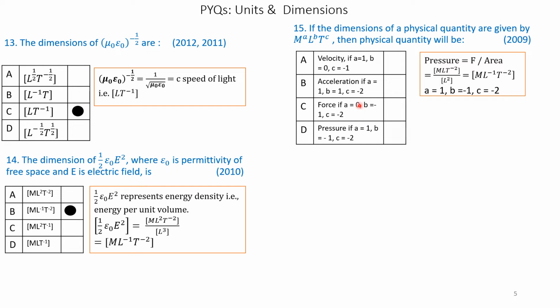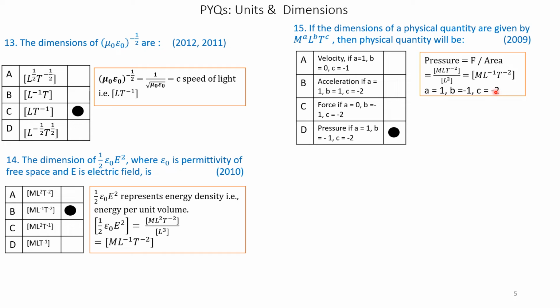So the four options have four different physical quantities. We have to find whether it is a velocity, acceleration, force or pressure, depending upon the values of a, b and c in the given equation. Let us evaluate. We know pressure is force per unit area. Therefore, force is M L T to the power of minus 2, divided by area, which is L square. One L gets cancelled and we get L to the power of minus 1. Therefore, M L to the power of minus 1 T to the power of minus 2.